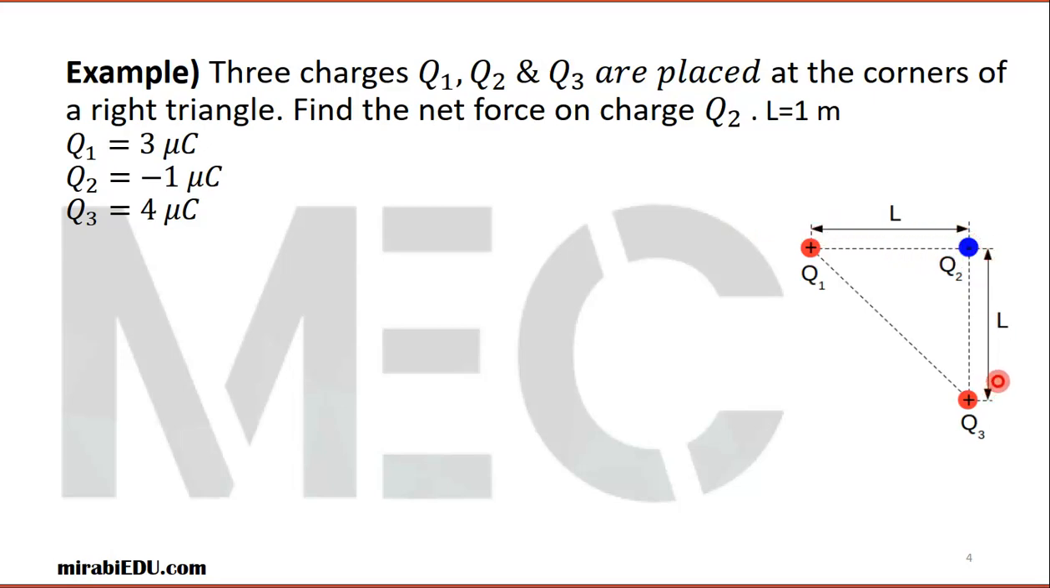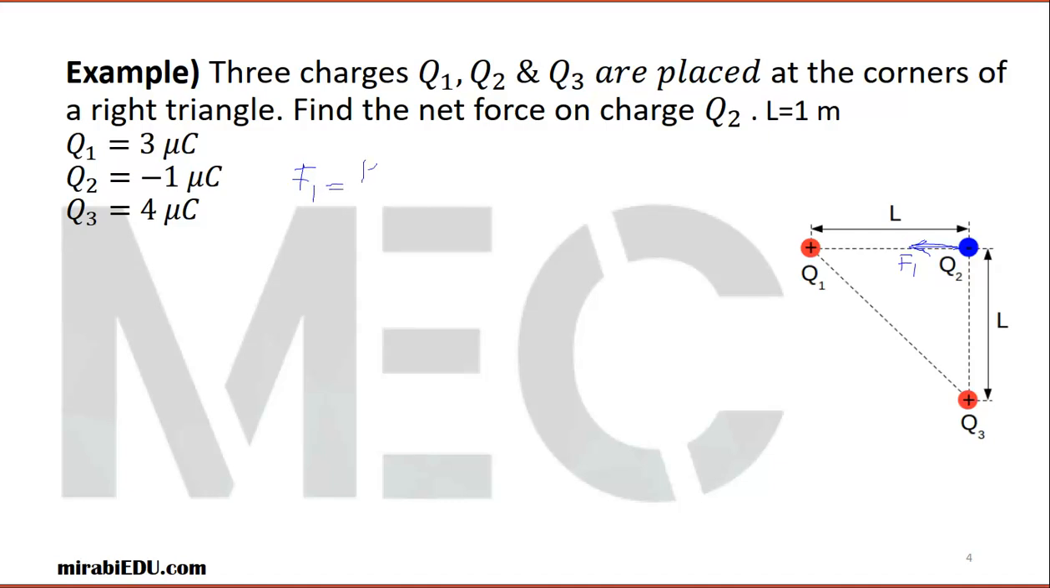L, the length of this isosceles right triangle, is given to be 1 meter. Q1 is 3 microcoulomb, Q2 is negative 1 microcoulomb, and Q3 is 4 microcoulomb. So again, based on superposition of electrostatic charges, what is the force Q2 experiences from the charge Q1? It's an attraction force like this. So F1. Let me calculate the magnitude of F1.